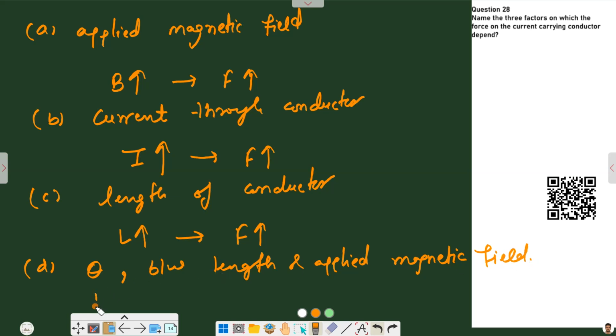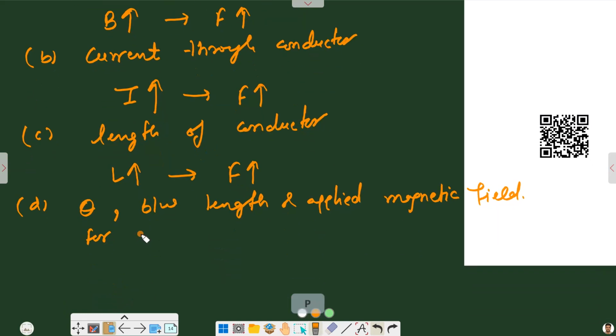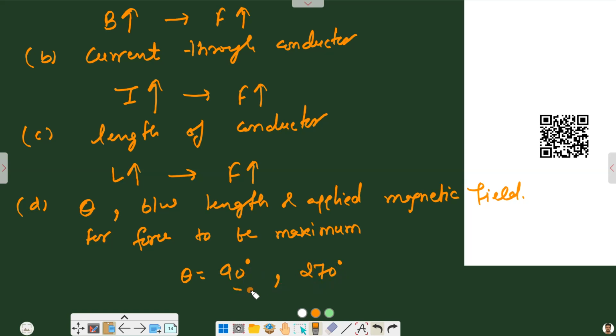So for force to be maximum, theta should be either 90 degree in positive direction or 270 degree. If we want force to be maximum in negative direction, so theta can attain any value of 90 degree or 270 degree. In this, force will be positive maximum, in this force will be negative maximum. Means if this force acts in right direction, then this force will act in left direction.